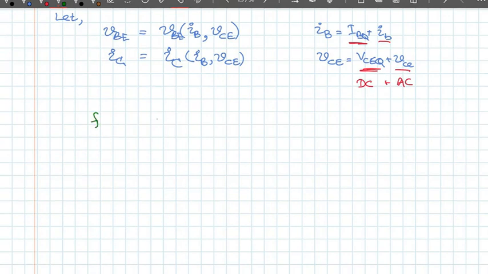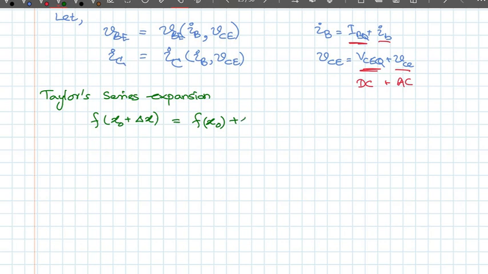If you take the Taylor series expansion of a function around x naught, let's say my signal is x naught plus delta x, from Taylor series expansion I can write this to be equal to f of x naught plus delta x times df over dx at x equals x naught plus delta x squared d squared f over dx squared at x equals x naught plus other higher order terms, right?